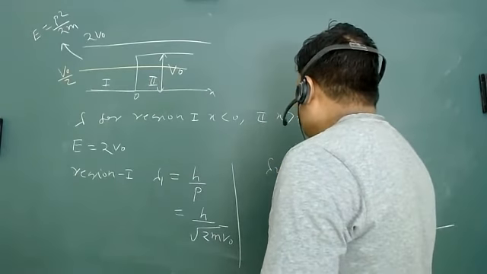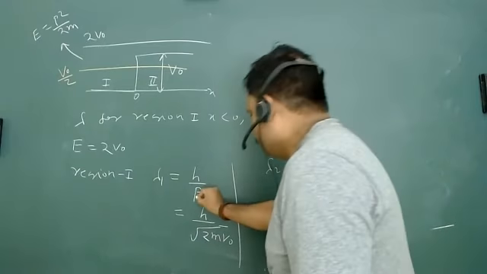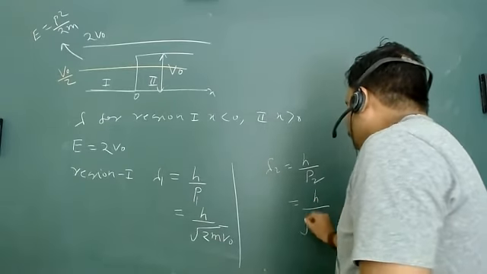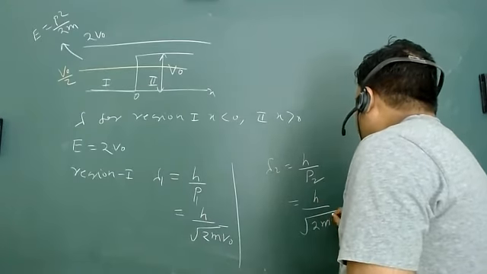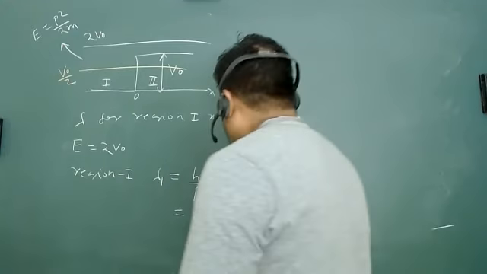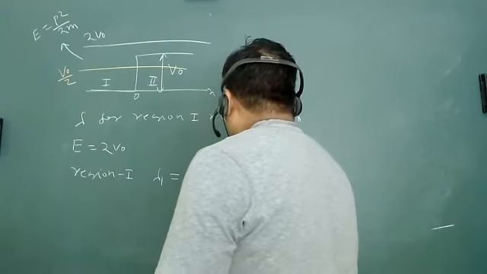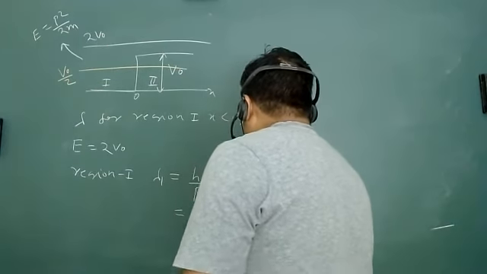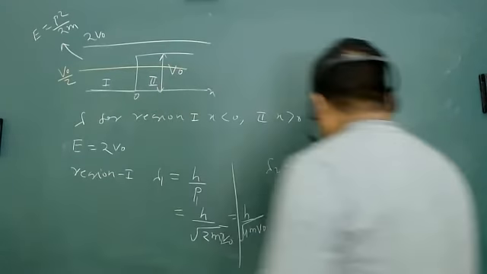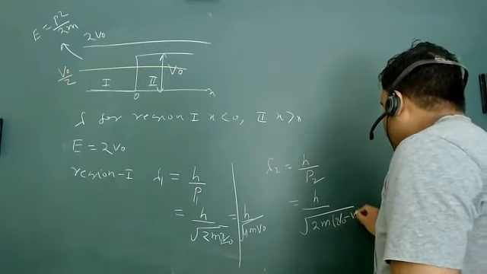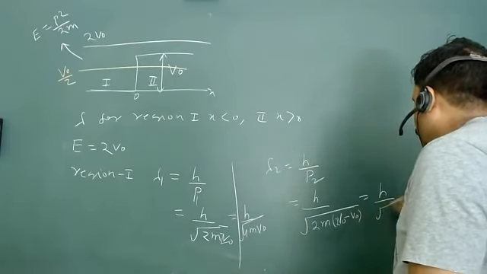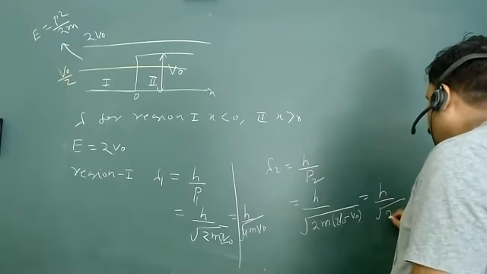So lambda 2 is equal to h upon p2, let's say this is p1. So h upon root under 2m into 2v naught, so this will be 4v naught actually, h upon root under 4m v naught, because I have taken energy as 2v naught. So 2v naught minus v naught. So this will be actually h upon root under 2m v naught.